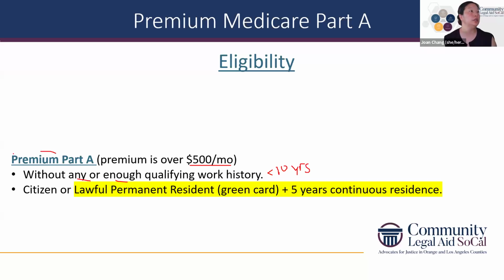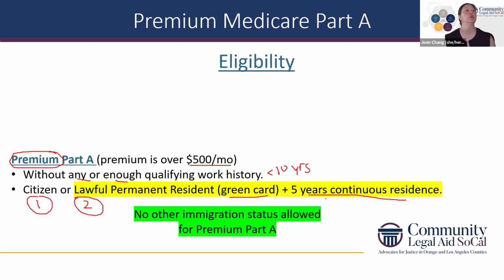So for premium Part A, the only two categories that are eligible are those who are US citizens and those who are green card holders and who have been in the US for 5 continuous years. Okay, so let's break down what this means. I put this in here to remind folks, no other immigration status categories are allowed for premium Part A. So it's either 1 or 2, and that's it.